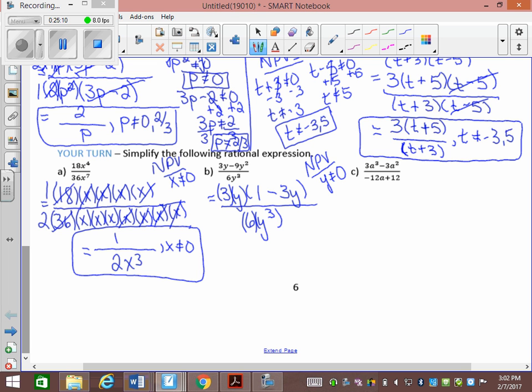Now this 1 minus 3y is going nowhere. There is no 1 minus 3y in the denominator, so that's staying. This y can take off one of these, so I'm left with a y squared in the bottom. 3 divided by 3 is 1. 6 divided by 3 is 2. So in the numerator, I'm left with 1 times 1 times 1 times 1 minus 3y, so the 1 minus 3y stays. And in the denominator, I'm left with 2y squared. Y can't equal 0.